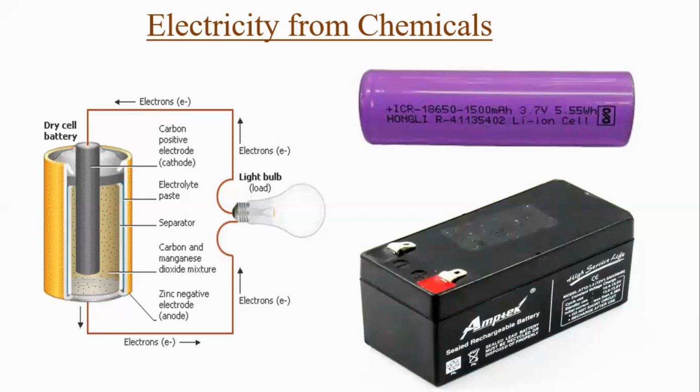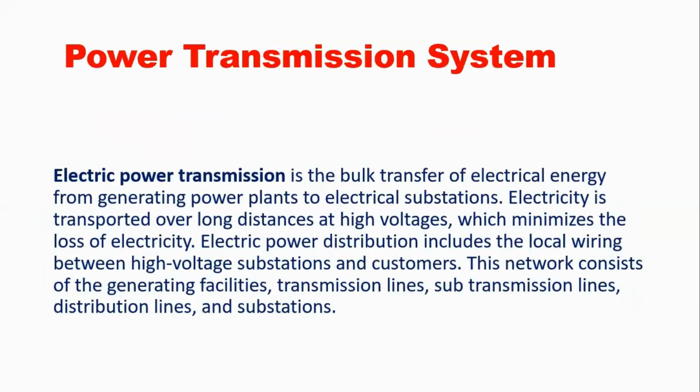But what is electricity from chemicals? You understand. I hope you understood with these slides. Finally, what is power transmission? How do you transmit power from the generation to your homes? That is nothing but through wires, it will be coming through high tension wires, right? Then you have low tension wires, we call them transmission lines. Then you have distribution lines and substations where it is converted from high tension to low tension.